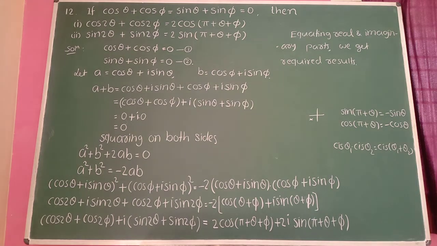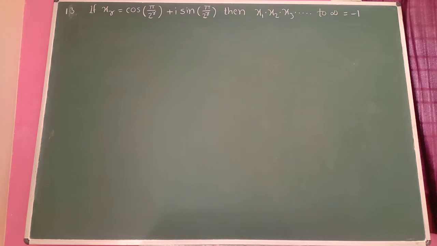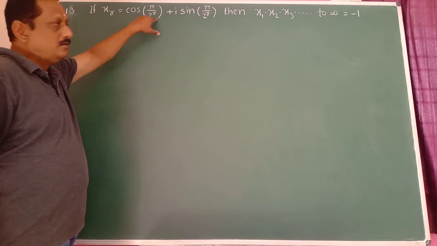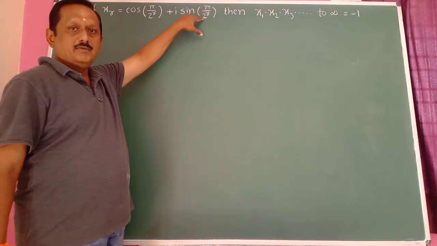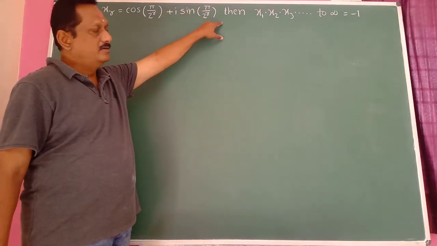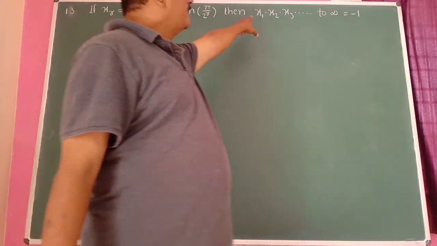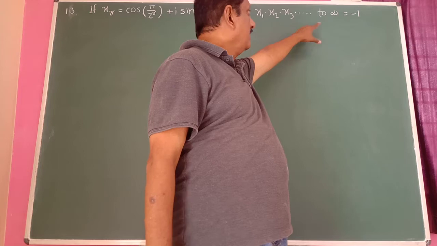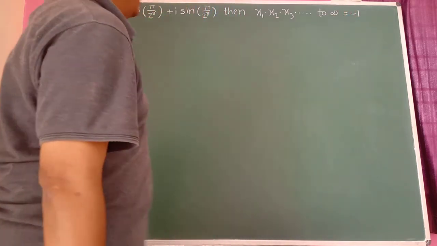Again, proof not important for the competitive examination here. Those results are very important here. So here, if x_r is equal to cos (pi divided by 2 raised to r) plus i into sin (pi divided by 2 raised to r), then the product of these terms up to infinity, x1 into x2 into x3 up to infinity, is equal to minus 1 here.